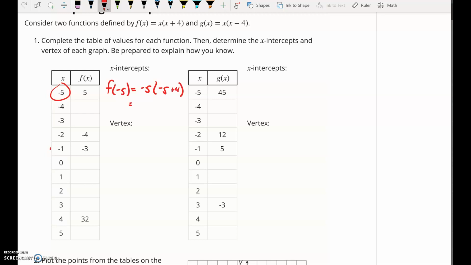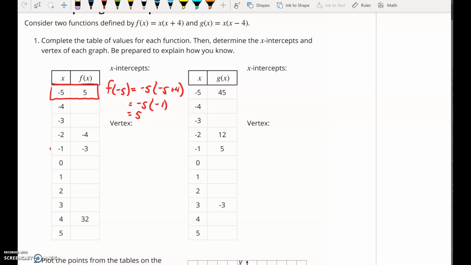Now I simplify this. The -5 on the outside stays the same. Using PEMDAS, I need to simplify what's inside the parentheses. -5 plus 4 is -1. Now I have -5 times -1, that's positive 5. That is why the point (-5, 5) is on my graph.